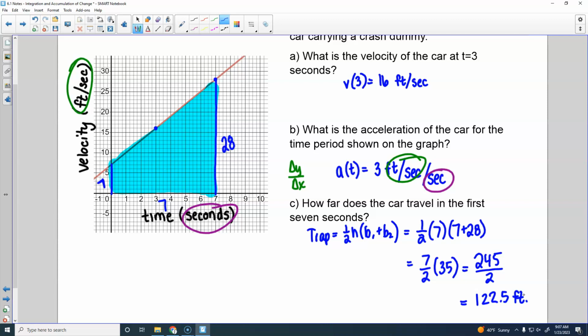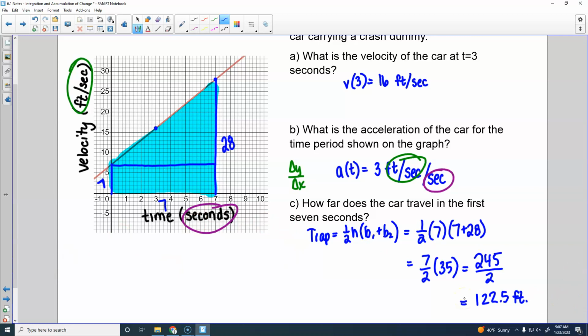Okay, you don't have to use the area of a trapezoid. You could take this right here, make it a triangle and a rectangle and add those together. That's fine. It doesn't matter exactly how you do that. You can do it either way. But that'll give us our area, which will give us the distance, which is pretty cool.